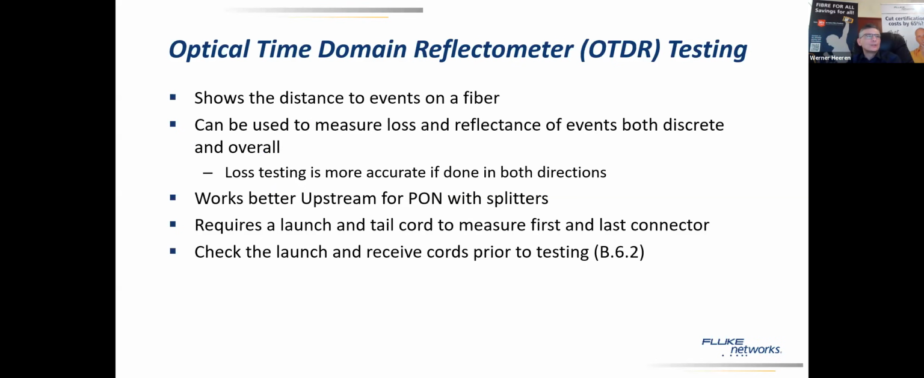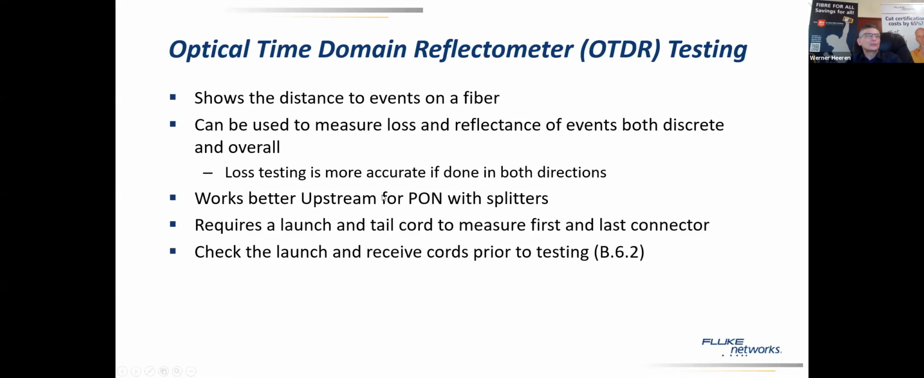Let's see the technique behind it and the difference. An OTDR shows the distance of the events on a fiber, and can be used to measure the loss and the reflections of events. So if there is a connector, splice, or splitter, the loss testing is more accurate if it can be done in both directions, but that's mostly only possible during the installation, before all the active equipment is connected. It works better upstream for PON networks with splitters. We will see that. What is the challenge there?